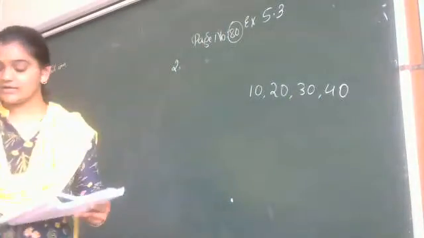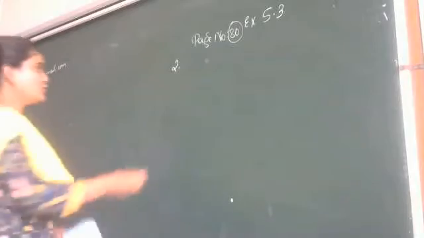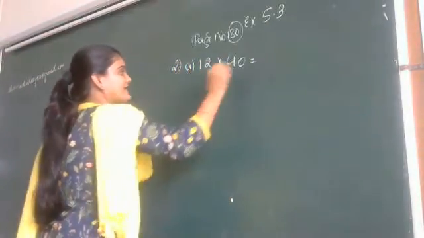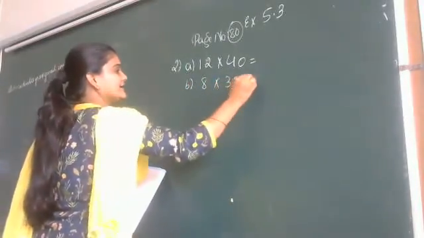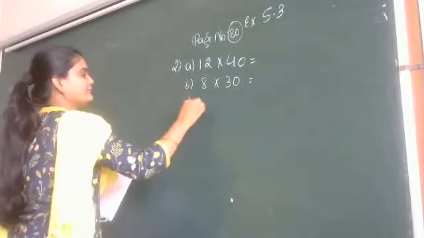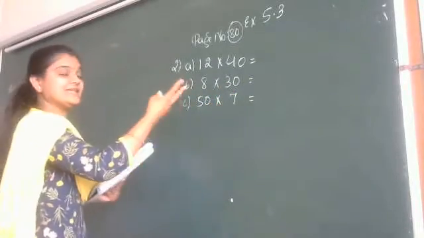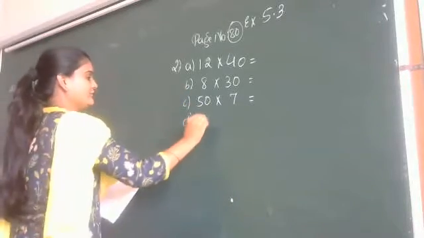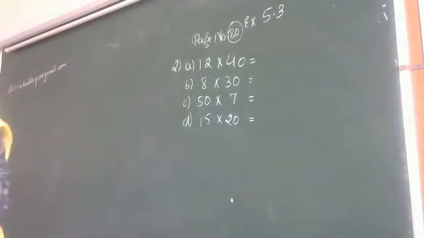Okay. So we will see 12 into 40. The second question, 12 into 40. I will write the questions first. 8 into 30. C, 50 into 7. They can even interchange. D, 15 into 20. Till here we will solve, E and F will be for homework.